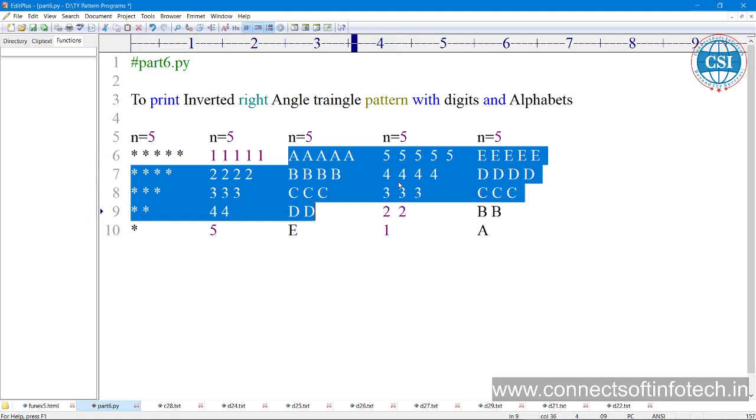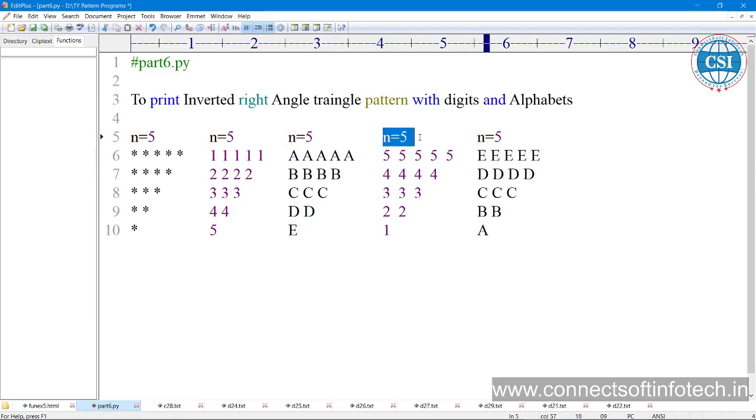Okay, this is the pattern. Also if you enter the number of rows, that is 5, I want to print the inverted right angle triangle with fixed digits. If you enter 5, then 5 printed 5 times, 4 printed 4 times, 3 printed 3 times, 2 printed 2 times and 1 printed 1 time. Similarly with alphabets: capital E 5 times, capital D 4 times, capital C 3 times, B 2 times and A 1 time only. So I want to print such a pattern.